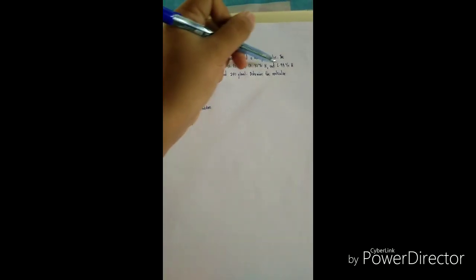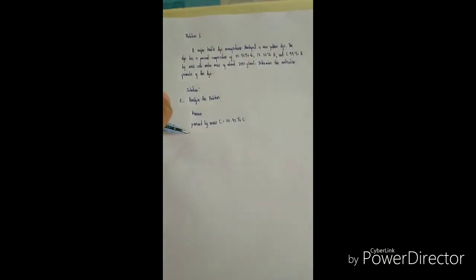We already know the given percent composition, which is carbon with 75.95%, nitrogen with 17.72%, and hydrogen with 6.33%, and also the molar mass with 240 gram over mole. And so our unknown is molecular formula.